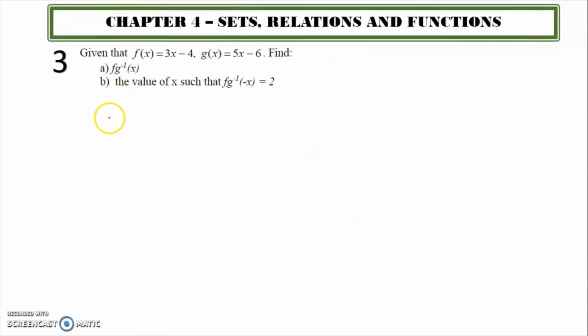Okay, third example. Given that fx equals to 3x minus 4, gx equals to 5x minus 6. So, find fg inverse. B, the value of x such that fg inverse negative x equals to 2. So, soalan A. So, fg inverse. So, first kali kita buat dulu g inverse. Lepas tu baru boleh buat fg inverse.